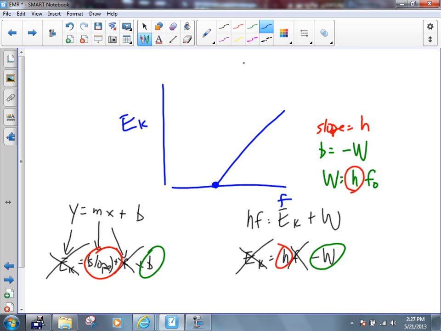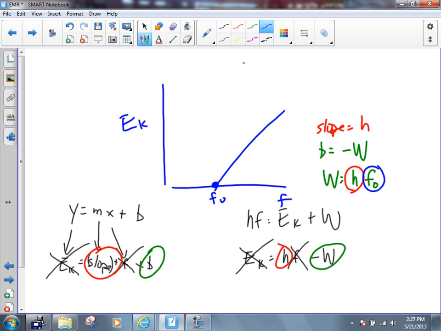f0, the threshold frequency, is the x-intercept. That's the frequency at which electrons begin to have kinetic energy, the frequency at which electrons begin to be ejected. So we can find the threshold frequency by taking the x-intercept. We can find Planck's constant by taking the slope. We can find the work function by taking the absolute value of the y-intercept. Or we can find the work function by multiplying the slope times the x-intercept. Does that make sense?